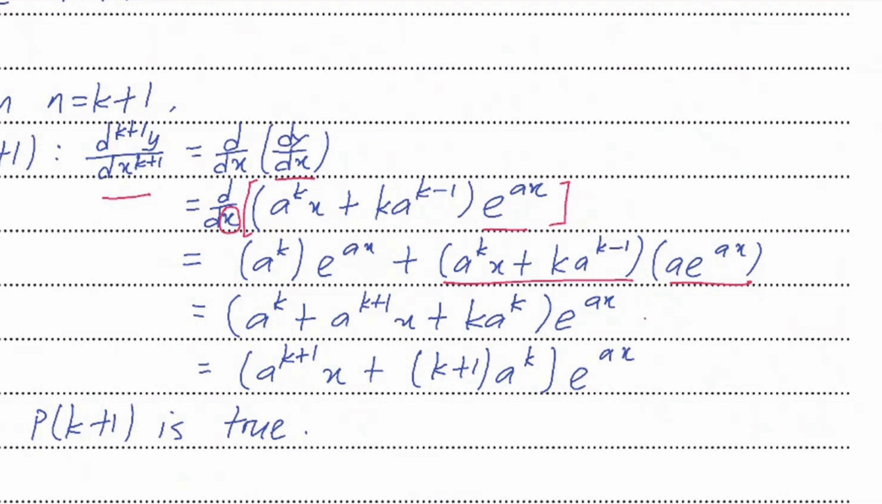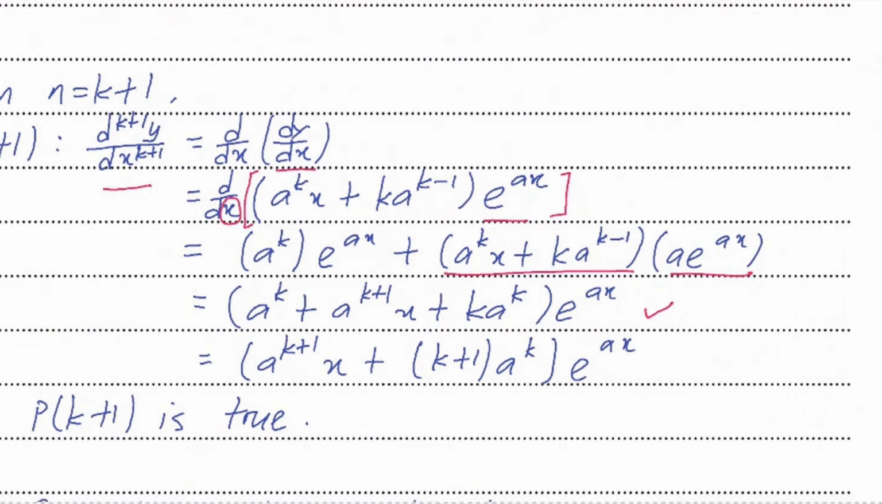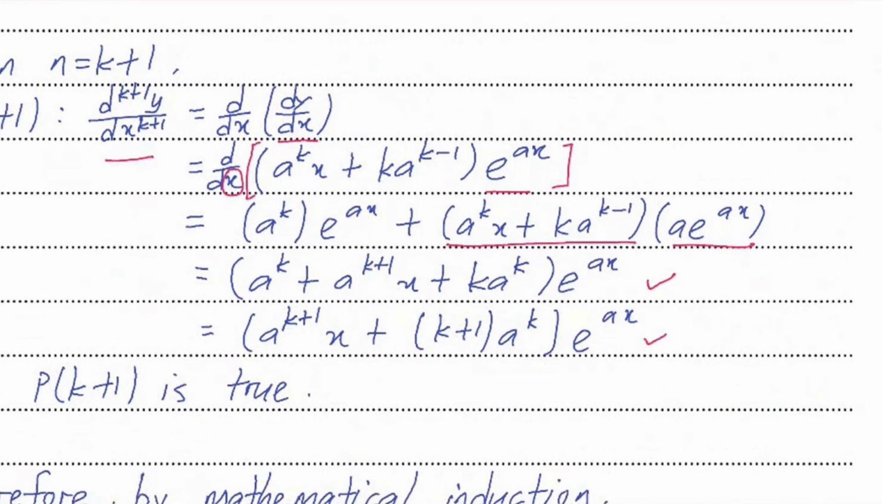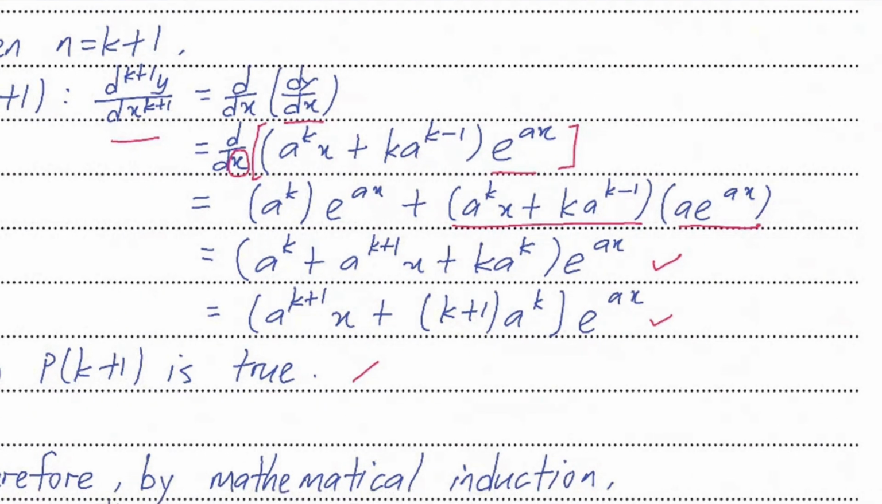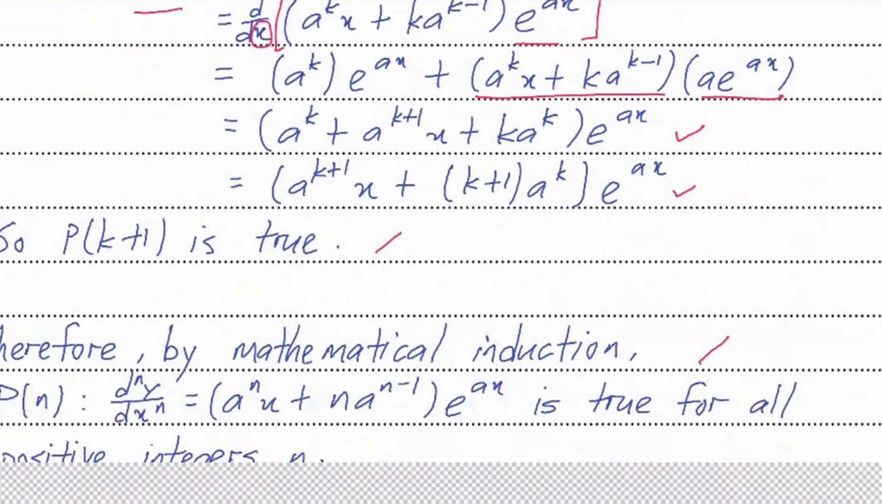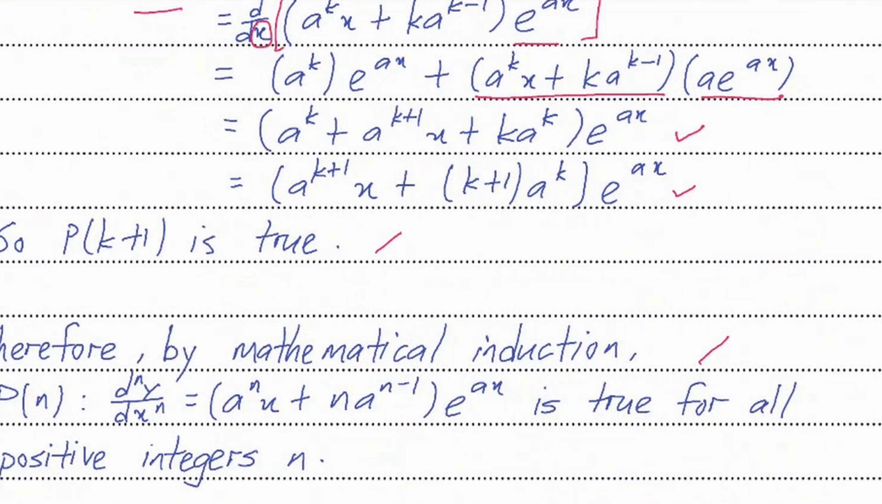After that, we factorize the e power ax out and tidy up a little bit. We get the expression in terms of all the k plus 1s. From there we can see that P(k+1) is true. Then we just make the conclusion, which you can copy from what is asked in the question.